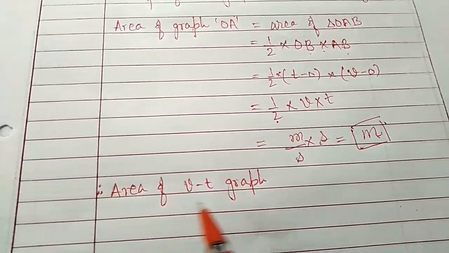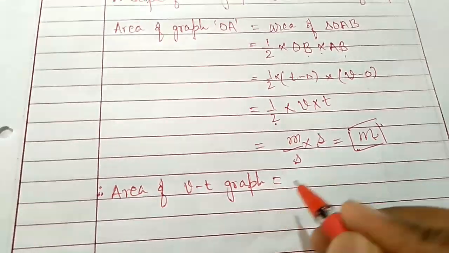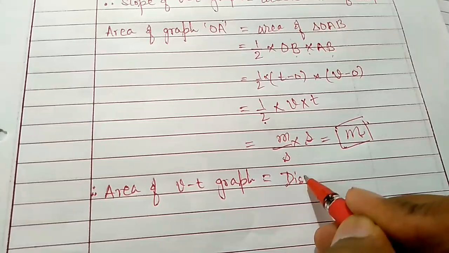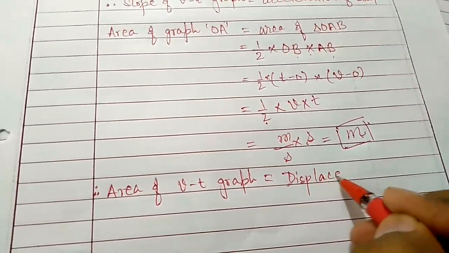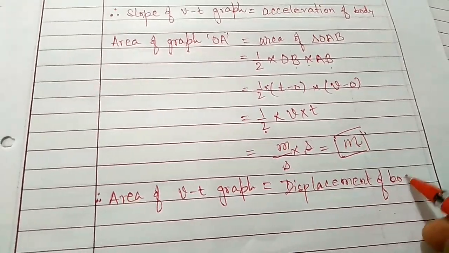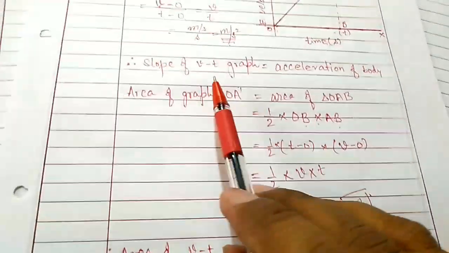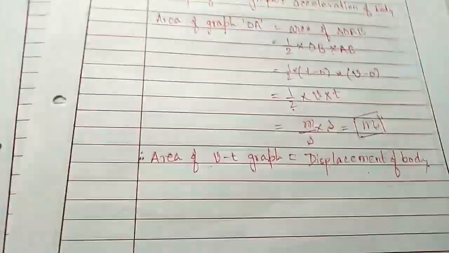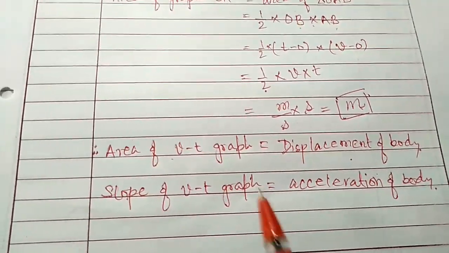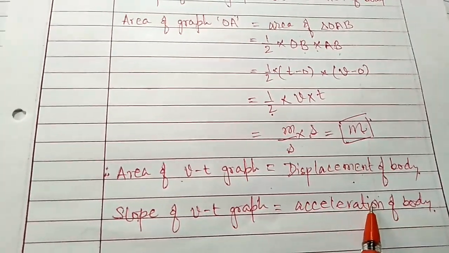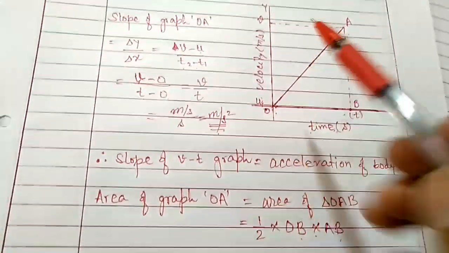So here, therefore, area of VT graph is equal to what? The displacement of body. Means if you are calculating slope, you are calculating acceleration. If you are calculating area, you are calculating displacement of velocity time graph. Writing this together: area of VT graph, displacement of the body; slope of VT graph, acceleration of the body. So now this was a straight curve.